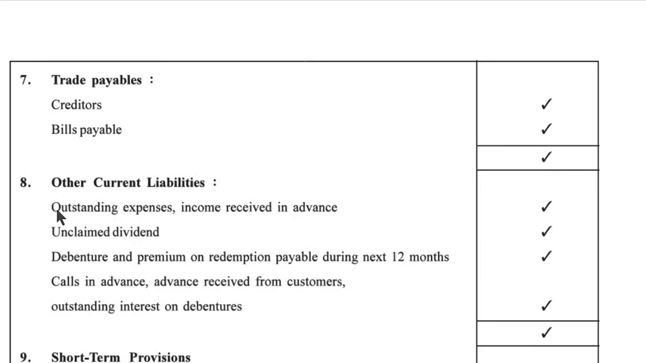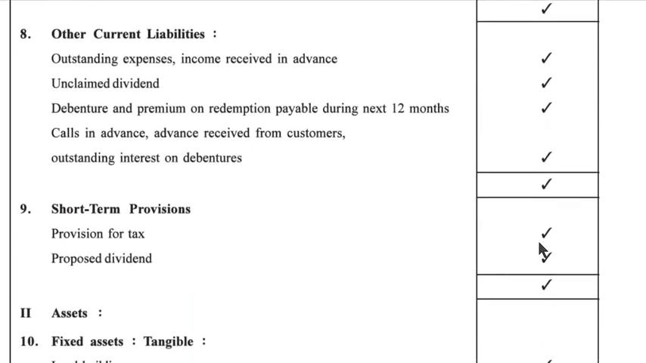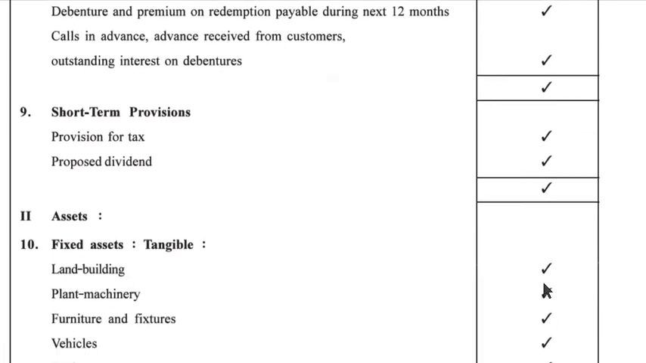Other current liabilities: outstanding expenses, income received in advance, we have to write here. Unclaimed dividend, right here. Debenture and premium on redemption payable during the next 12 months. Call in advance, advance received from customers, outstanding interest on debenture, and afterward total. Short-term provisions: provision for tax, proposed dividend, and afterward total.